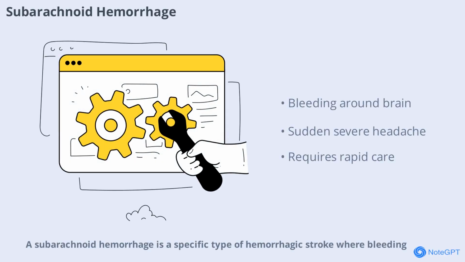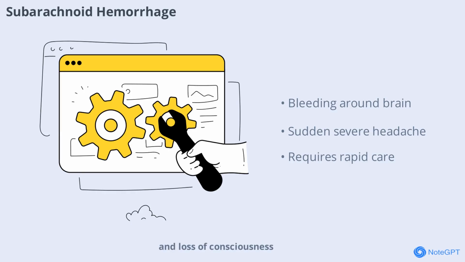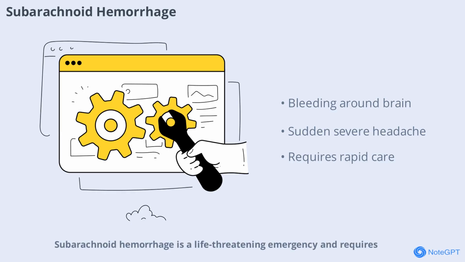Subarachnoid hemorrhage is a specific type of hemorrhagic stroke where bleeding occurs in the space between the brain and the thin tissues covering it. This condition is often caused by the rupture of an aneurysm and can lead to sudden, severe headache, nausea, vomiting, and loss of consciousness. Subarachnoid hemorrhage is a life-threatening emergency and requires rapid diagnosis and intervention to prevent further brain injury.